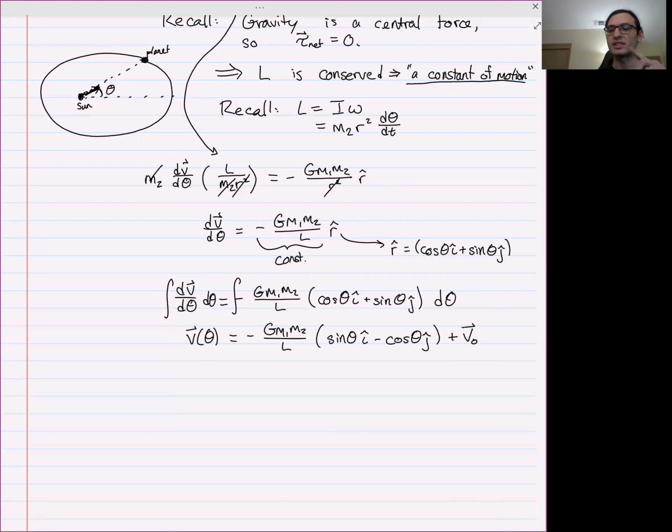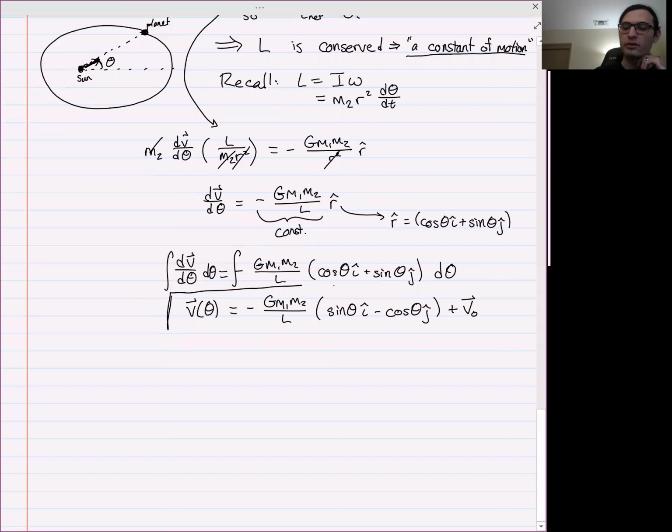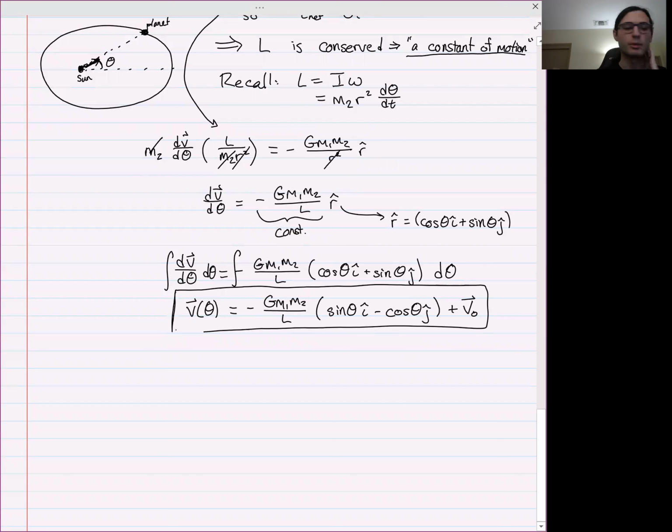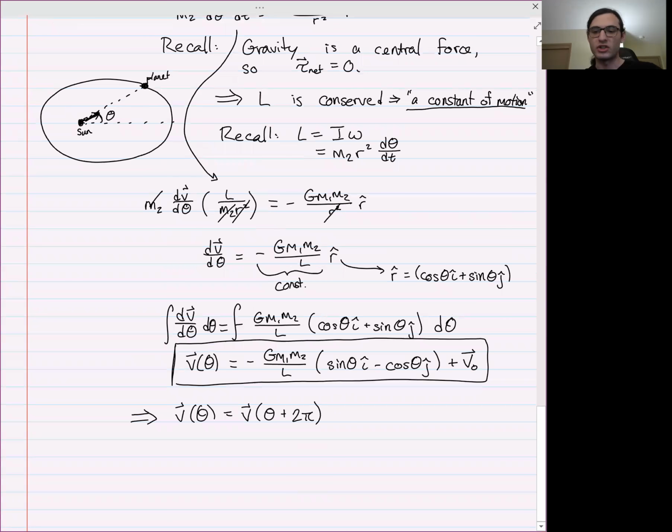And so what does this tell us? This tells us what the functional form is, but we're not quite done because we don't know what v naught is. And so it takes a little bit more work. First of all, note that v of theta equals v of theta plus 2 pi. Well, that has to be the case. R is not constant. There's no R here. That's the point.